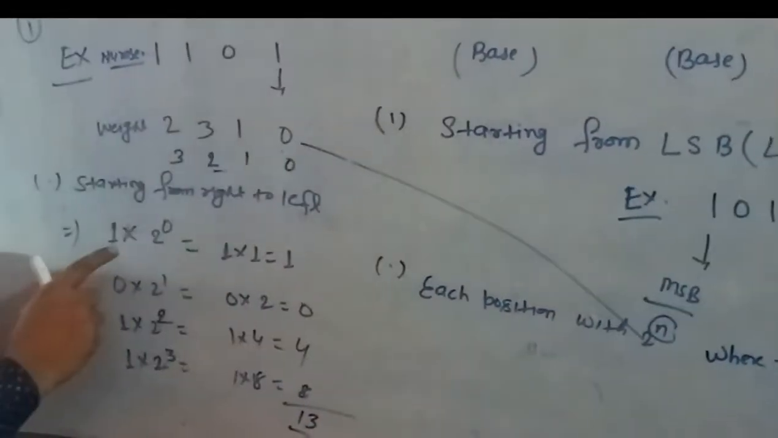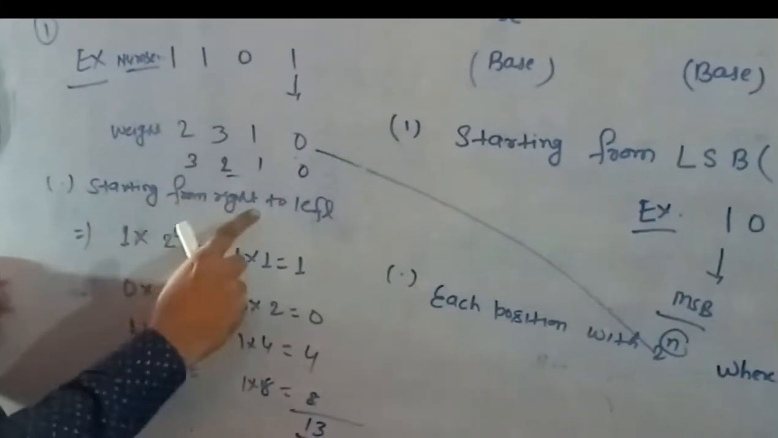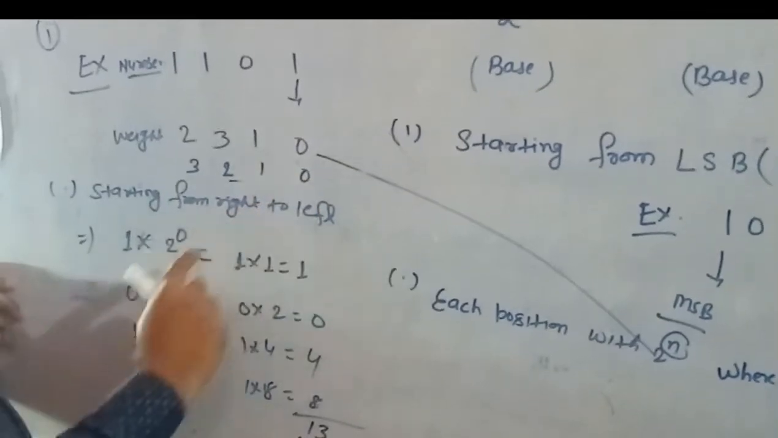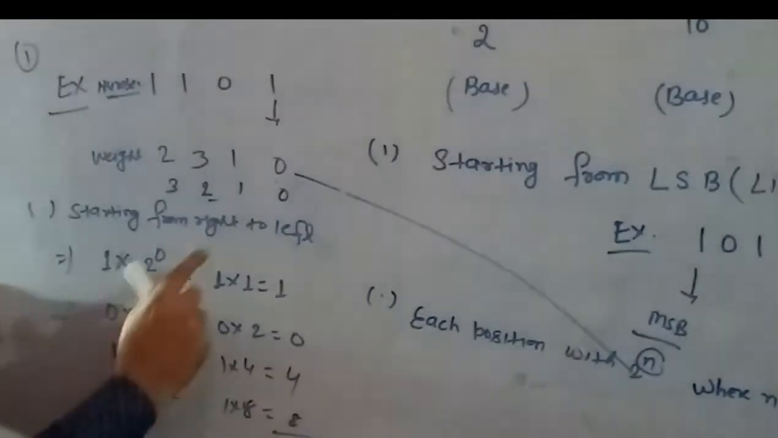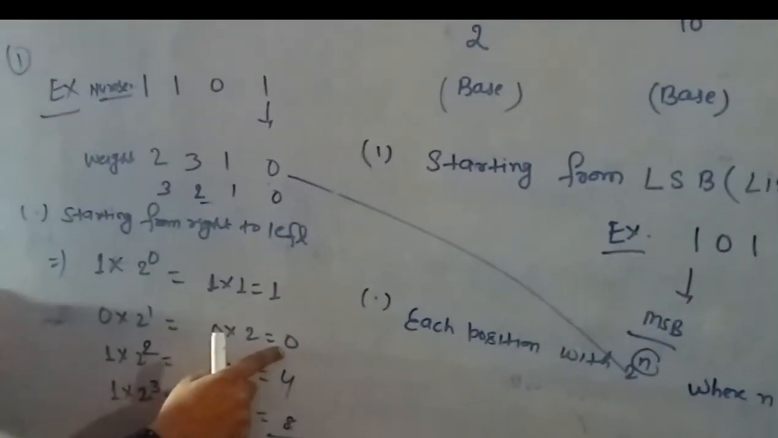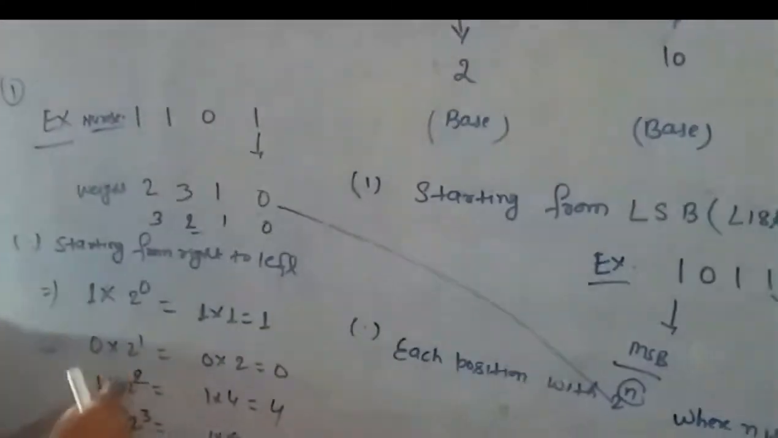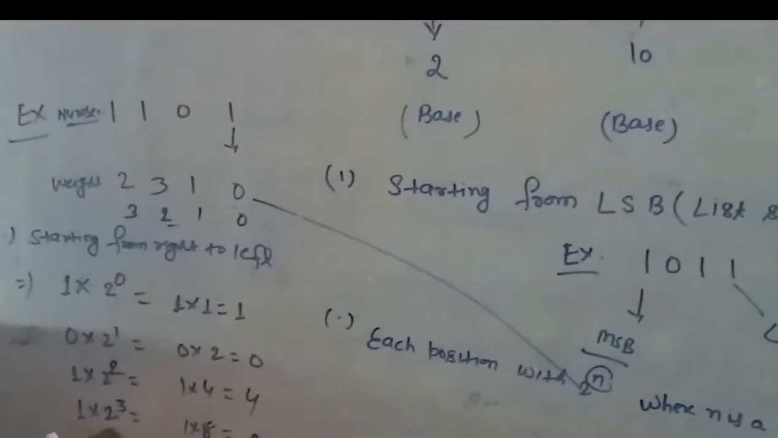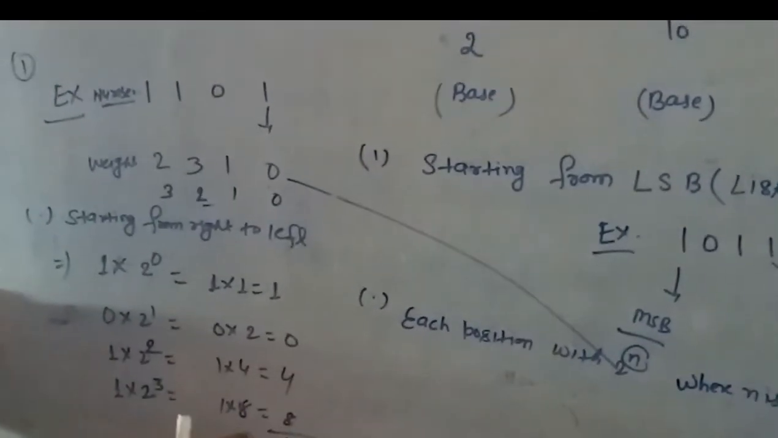I again discuss this particular point. Starting from right to left: 1 times 2 to the power 0, 1. 0 times 2 to the power 1, 0. 1 times 2 to the power 2, 4. 1 times 2 to the power 3, value 8. Total value 13.